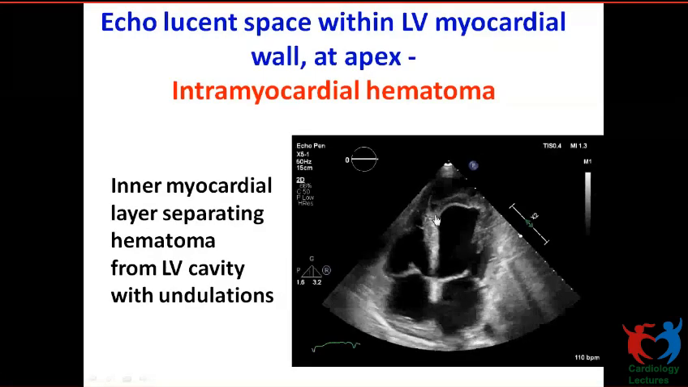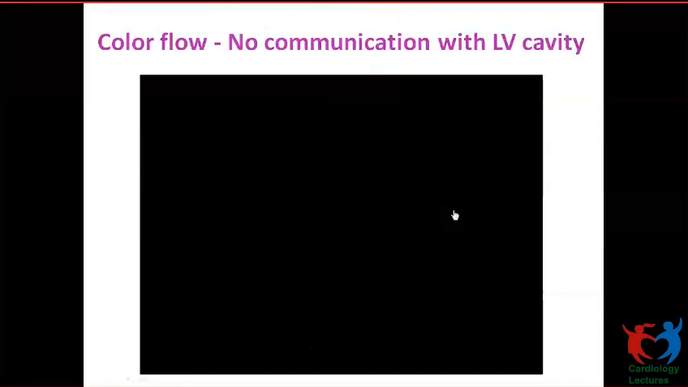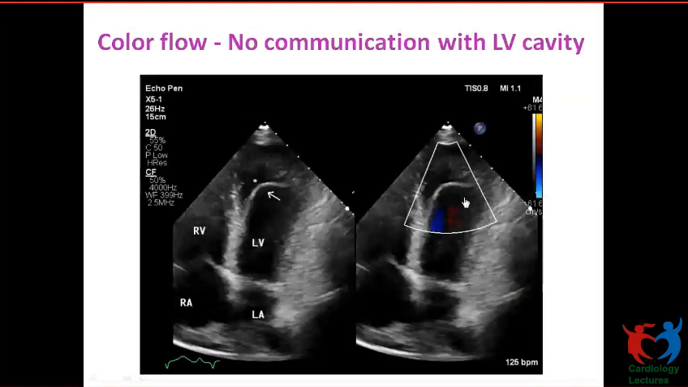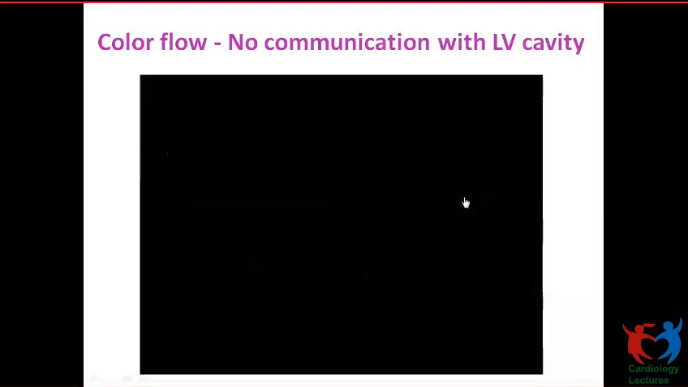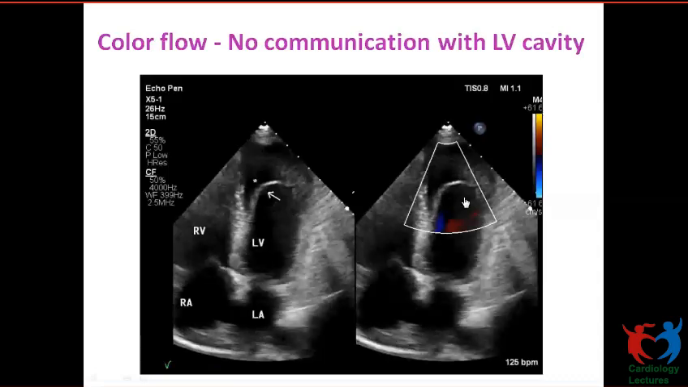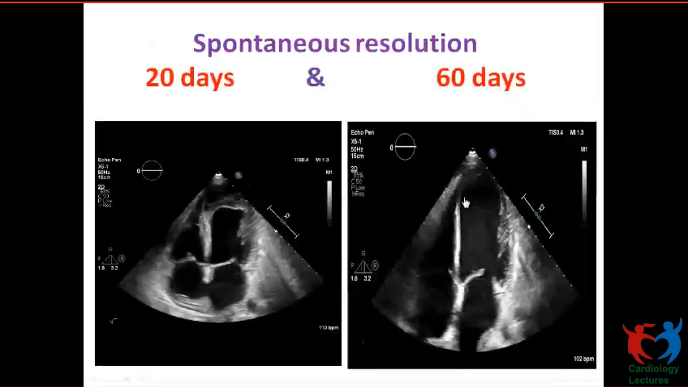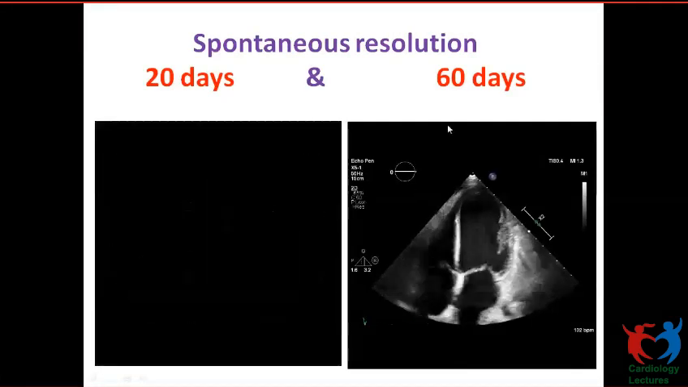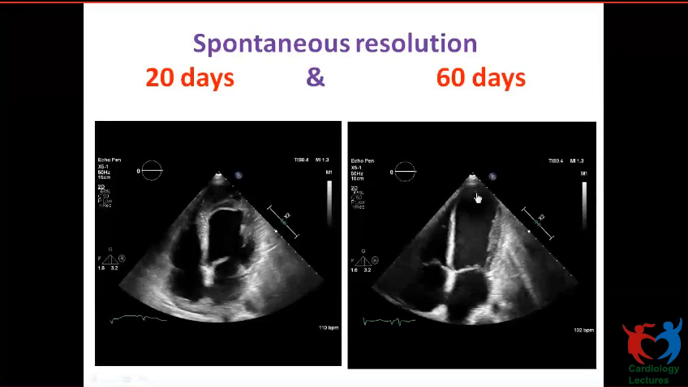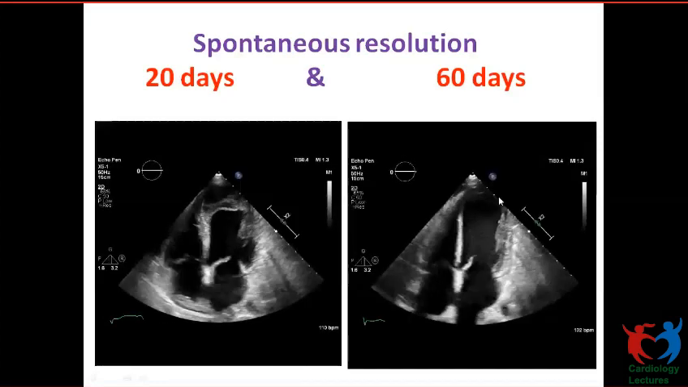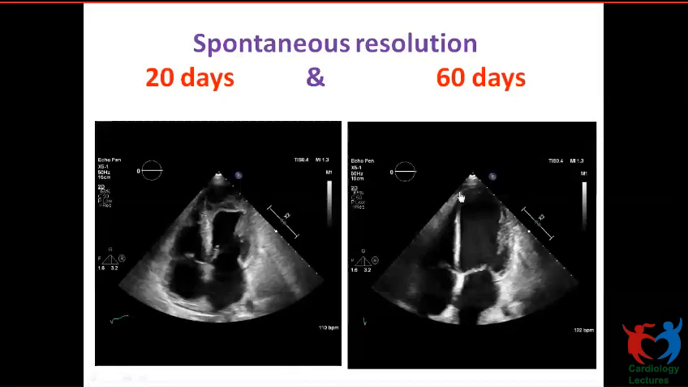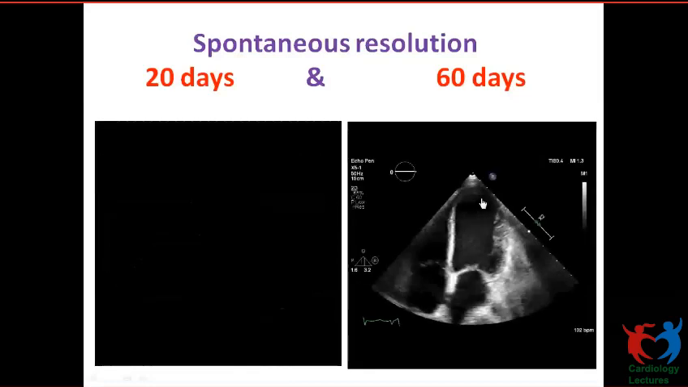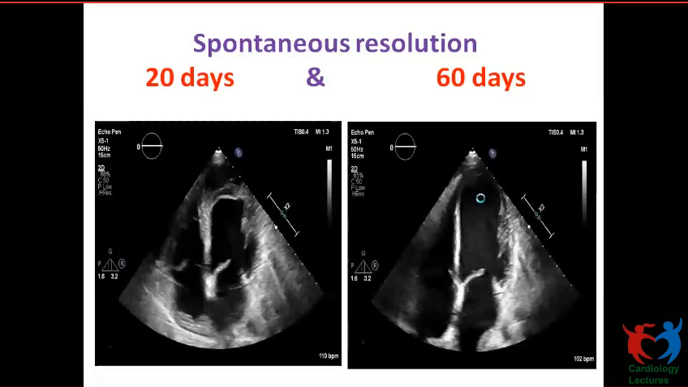You can see the undulating movement of that. There is no communication with the cavity. That rules out pseudoaneurysm. See this, as we discussed, spontaneous resolution can occur, and after 2 months it is almost completely resolved, leaving severe hypokinesis or akinesis in the apex. Okay, it's a rare complication.